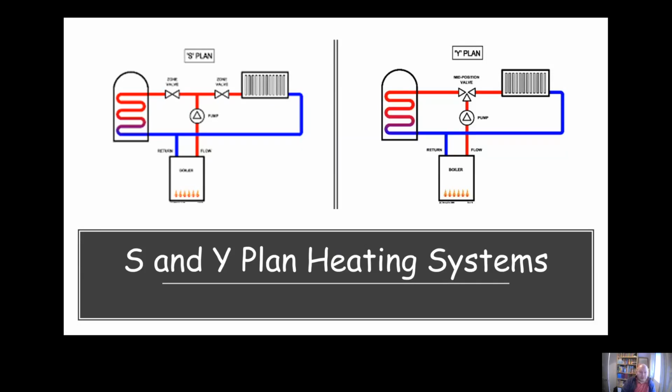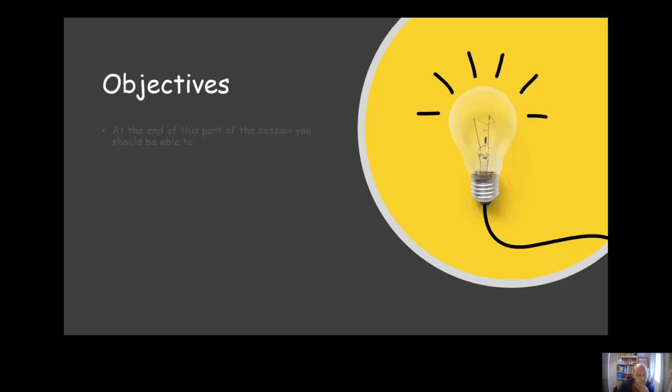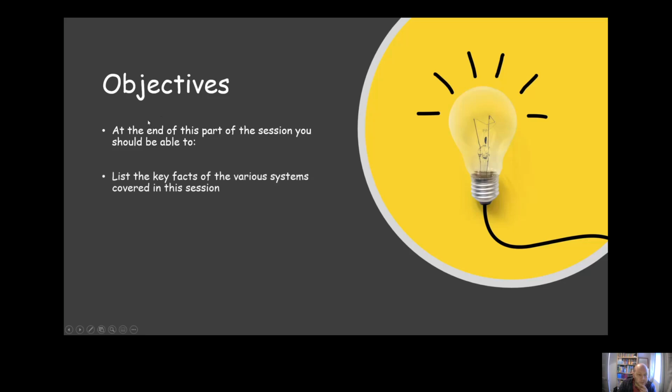Heating S and Y plan heating systems. So the key aims for this part of the session: I want you all to be able to list some of the key facts about the various systems that we're going to look at in this session, and identify diagrams of S and Y plan systems, particularly looking at the valve symbols and the pipe layout.